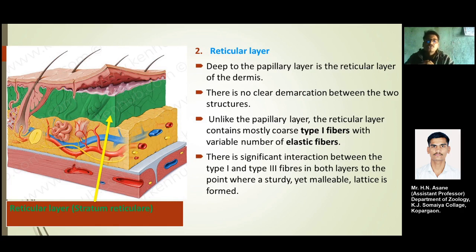So there are significant interactions between the type 1 and the type 3 fibers in both layers, to the point where a sturdy yet malleable lattice is formed. That sturdy means thick, sturdy, and malleable. That lattice is formed by means of these particular interactions of the type 1 and type 3 fibers.